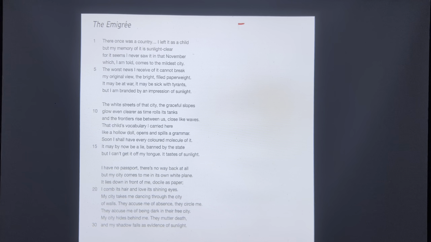If you want to look at this poem, guys, I would call it an epic poem, because it talks about the event of war and the other impacts that warfare can have. Okay.